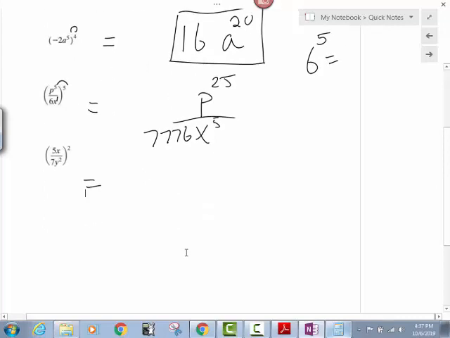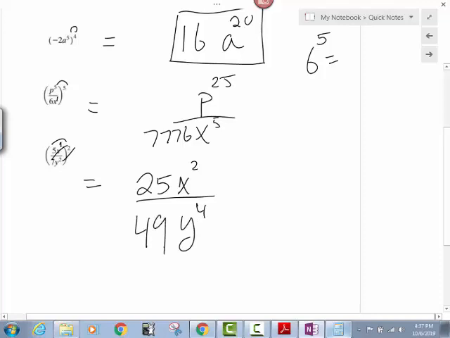And let's take a look here at the next one. All right, so remember 5 squared. 5 squared is 25. X to the second power, because that number there is a 1. Y, 2 times 2 is going to give me 4. 7 squared, 7 times 7 is 49, right?